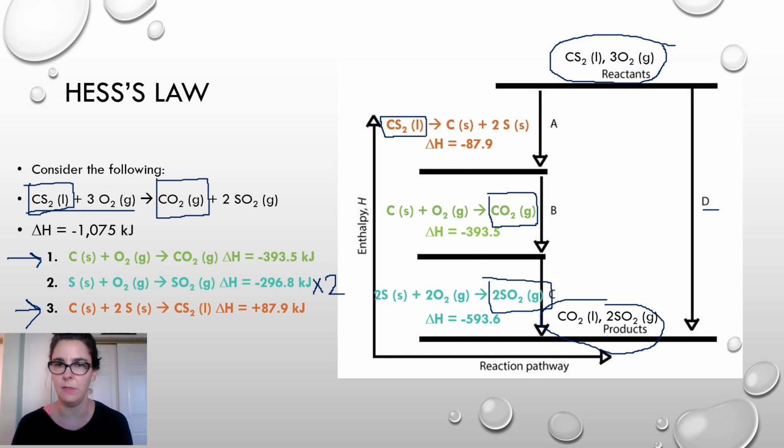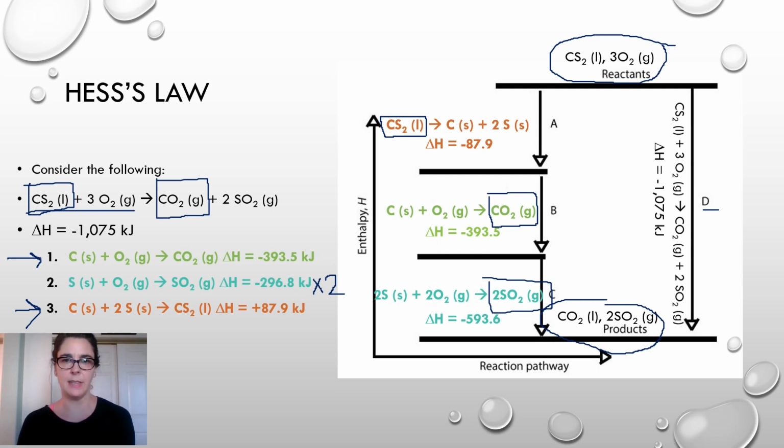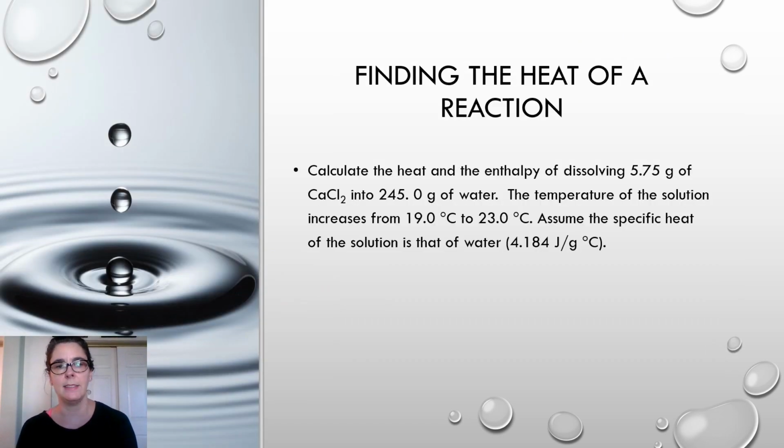According to Hess's law, we're measuring this one in steps A, B, and C. If we add the enthalpies of A plus B plus C together, that should equal the overall enthalpy of the reaction. So measuring it in steps A, B, and C and adding those together gives us the same enthalpy as if we were to measure it in just one step.